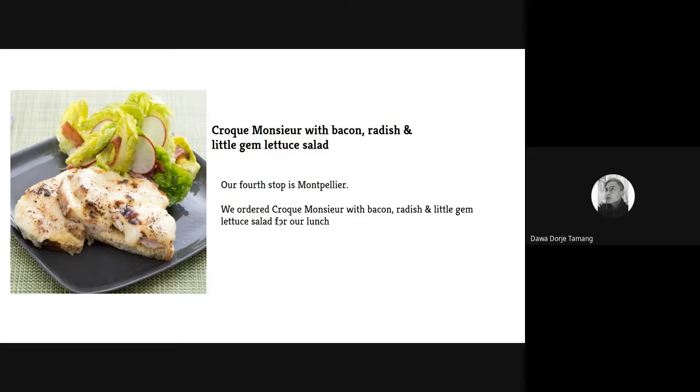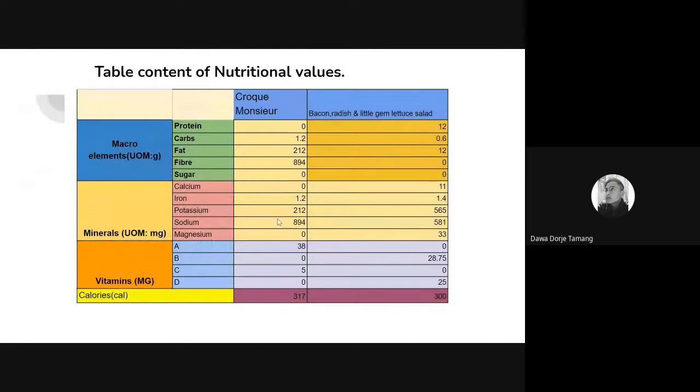The lunch was really good. The melting cheese and ham was really delicious. We also collected the data for nutritional values of our lunch. Next slide. So this is the table containing the nutritional values. We collected the nutritional data of the food we had and we replicated it for further research. Next slide.